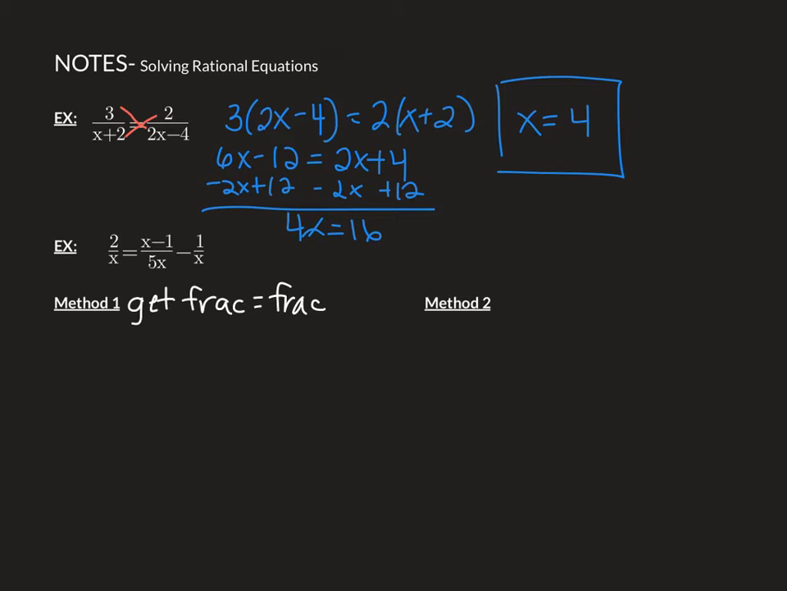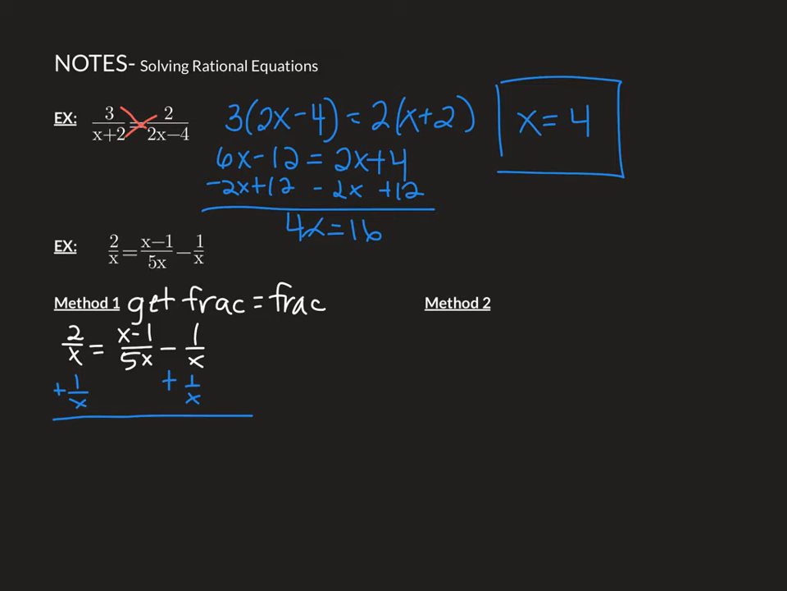In the example we have here, 2 over x equals x minus 1 over 5x minus 1 over x, if I were going to get it to be a fraction equals a fraction, I could either make it so that these two have a common denominator and combine, so that then I can cross multiply, or I happen to notice that in this particular problem, I have a 1 over x here and a 2 over x here, so I'm just going to combine this. I'm going to move this to the other side. So I'm actually just going to add 1 over x to both sides.